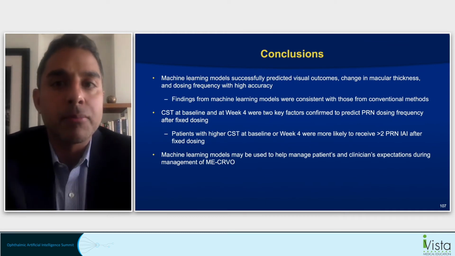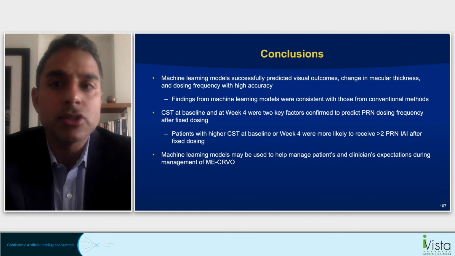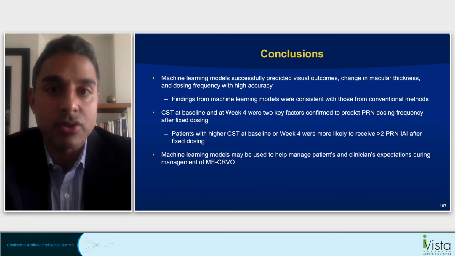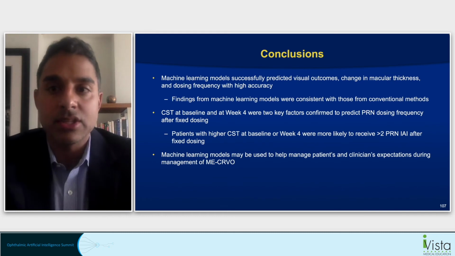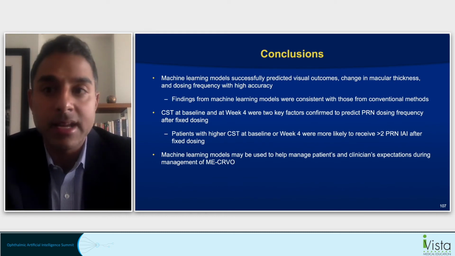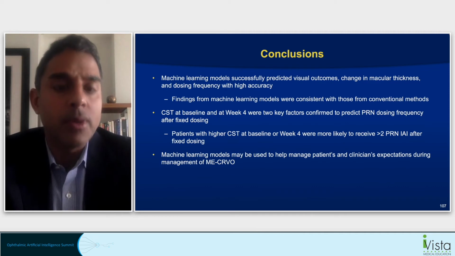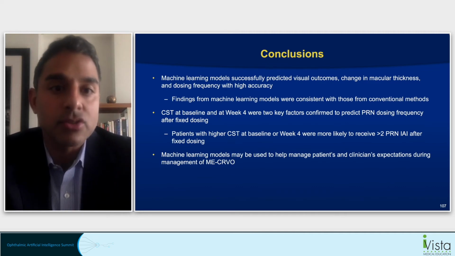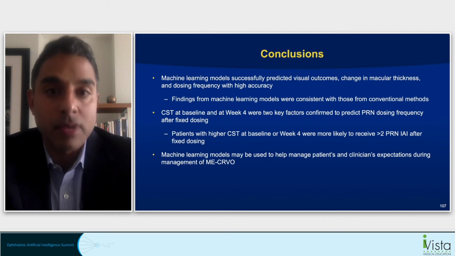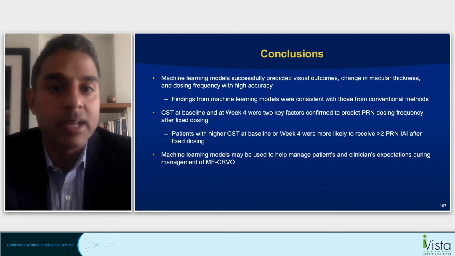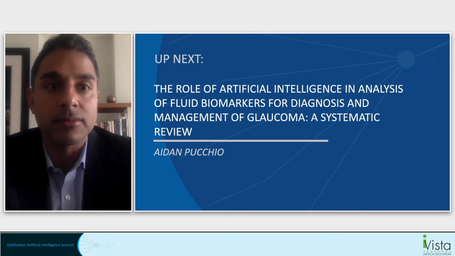So this is sort of a proof of concept that we can use small data sets in a rigorous fashion to obtain some predictive value in terms of understanding visual outcomes, changes in macular thickness, and dosing frequency. Now, certainly this is a small data set and it needs to be validated on much larger data sets. But what we've learned in this short time is that patients with higher central subfield thickness at baseline and week 4 were more likely to receive 2 or more PRN treatments after switching over from fixed dosing. And so this is a proof of concept that we're hopefully taking to the next step, where we can test this on larger data sets of patients.